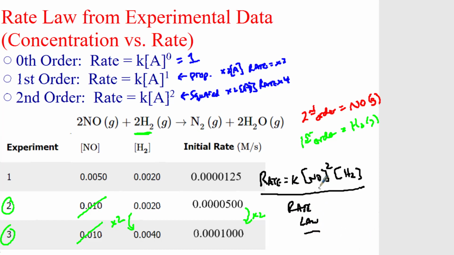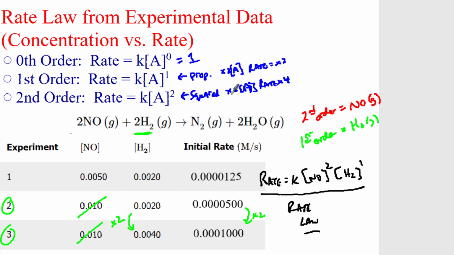You can see if you double the NO, it's going to multiply the rate by 4 times. If you double the H2, it multiplies the rate by 2 times. And we have this k, this constant. I hope you can see this isn't like a y = mx format, okay? So it's second order with respect to the NO, first order with respect to the H2. Overall, we call that third order. And you can put a 1 up here if you want.